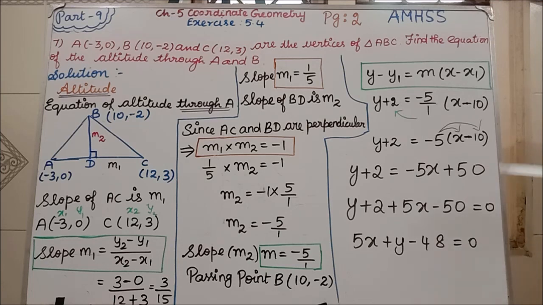Clear students? In the 7th question we have found two things. One is the altitude through A, one equation we have got, and the other equation is the altitude through B. Clear students? All of you clear the 7th question?